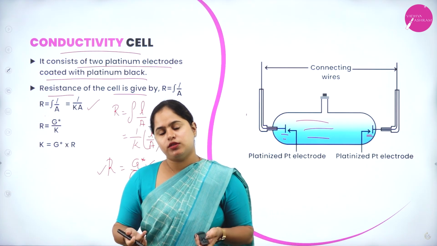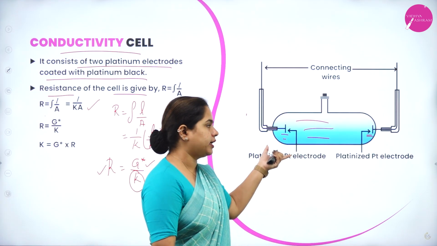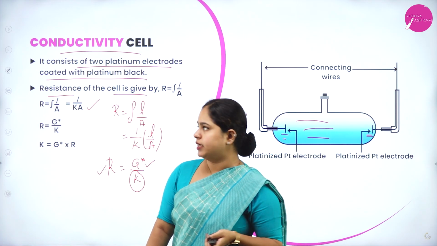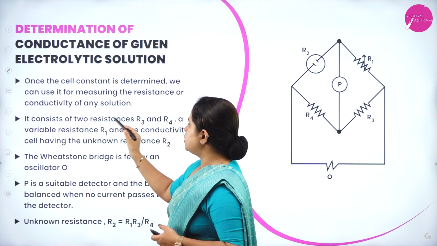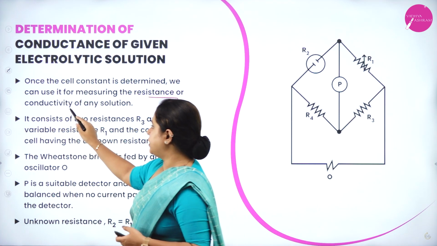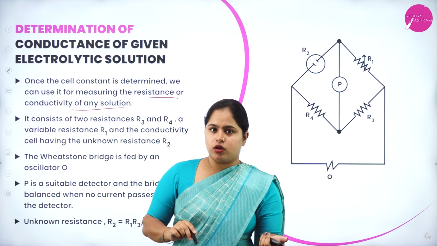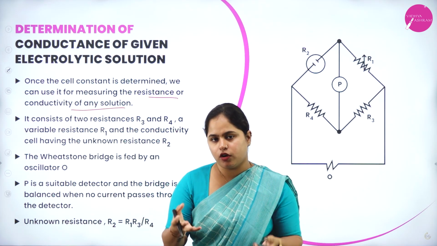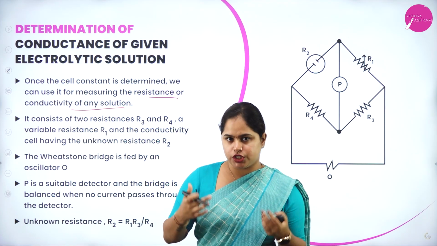So now what we are going to see is how we can calculate the resistance of this conductivity cell. I hope that is clear. So let's see. Once the cell constant is determined, we can use it for measuring the resistance or conductivity of any solution. As I told you, the cell constant will always be a constant for a particular cell because the length and area of cross section will not change.